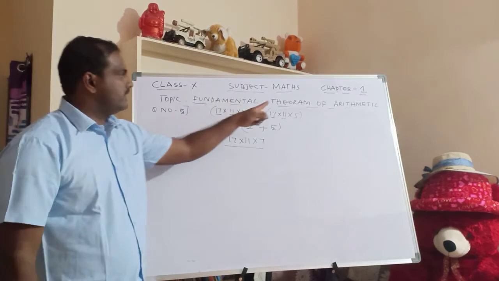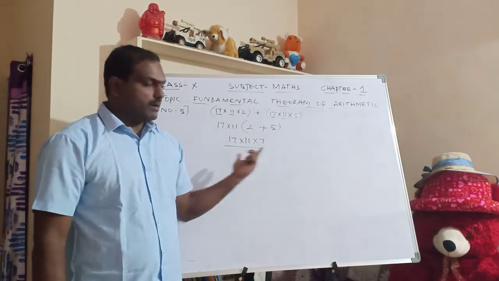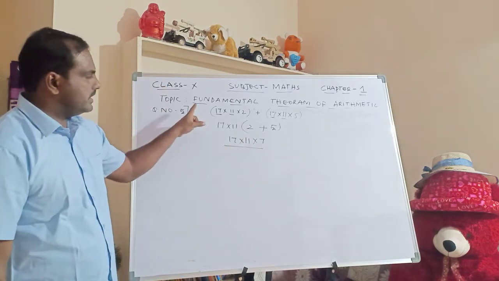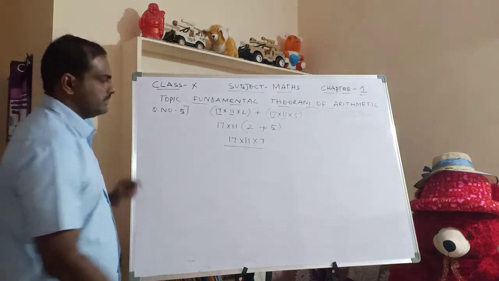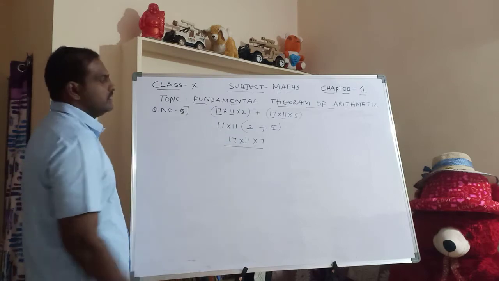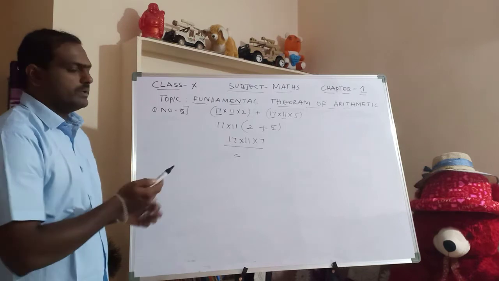Then according to the fundamental theorem of arithmetic, any composite number can be written as a product of primes. So therefore, since our given number is written as a product of primes, our given number is a composite number. So previously I have given the same statement, we have to write this. So that's all. By this I can say that our given number is a composite number.